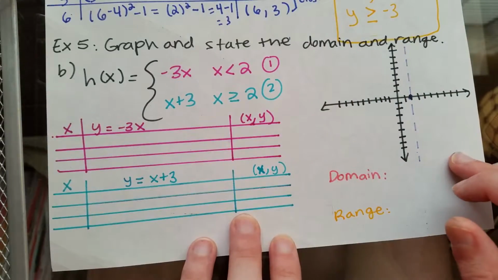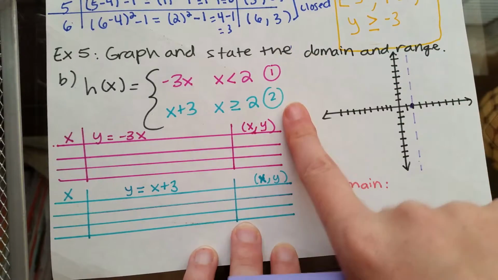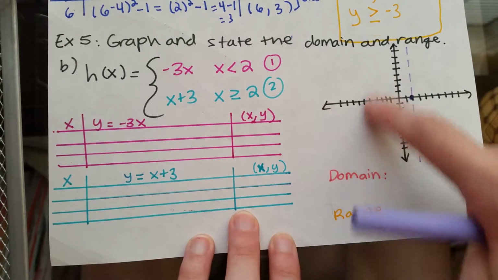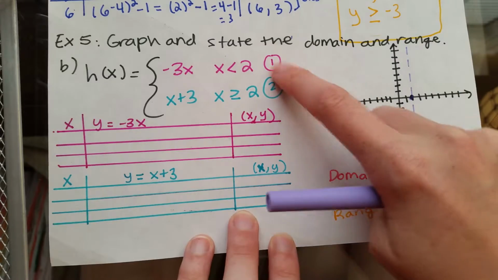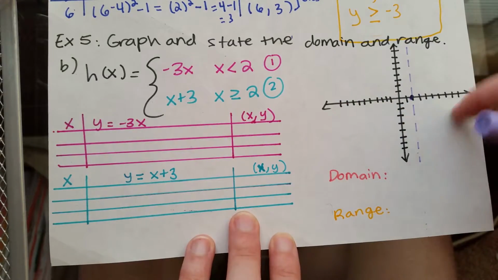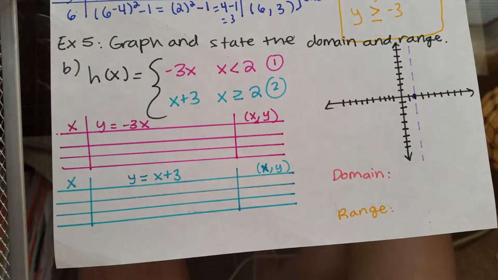Okay, so one of our pieces of the piecewise function will be allowed on the left-hand side of the graph, and one of the pieces of the piecewise function will be allowed on the right-hand side of the graph. So let's see which one goes where.